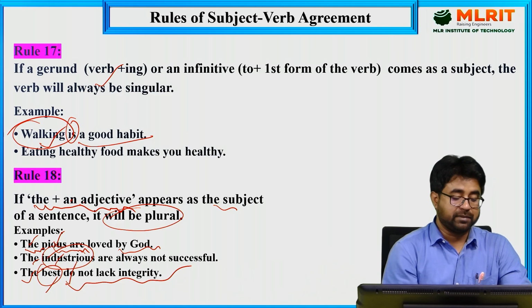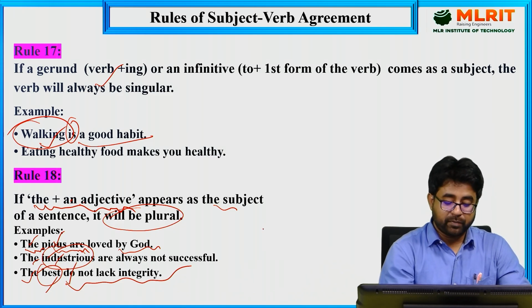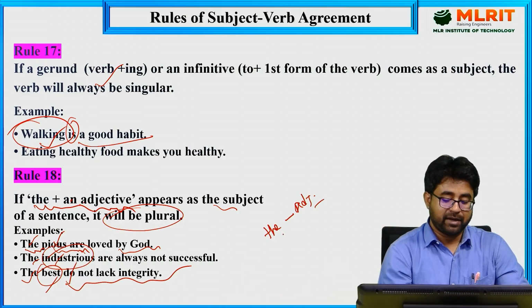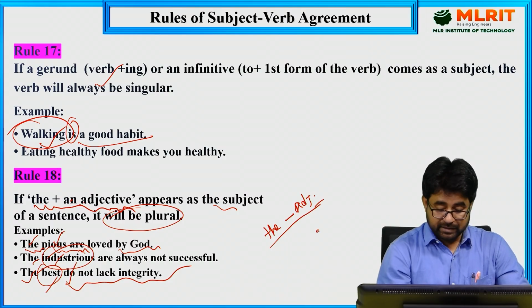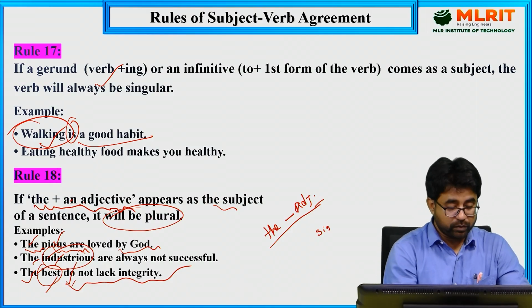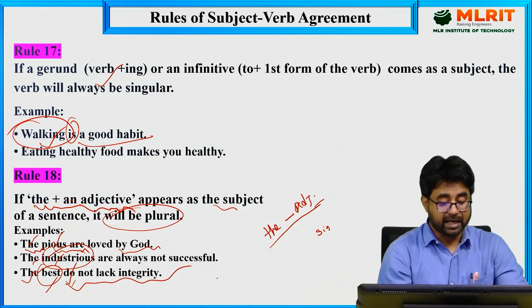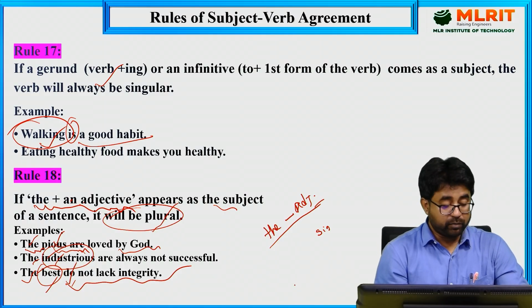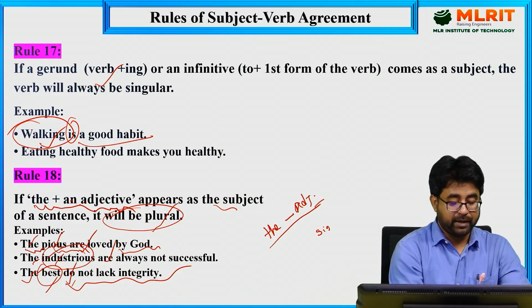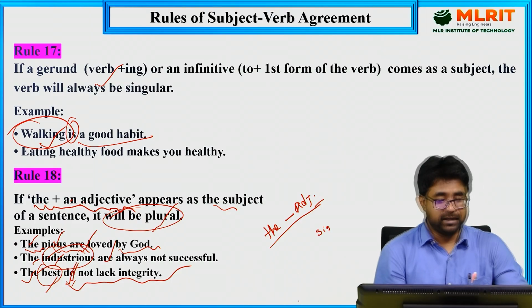So what you have to remember here, when you use the followed by an adjective, what happens? They are always singular. Hence they always take singular verb only. Sorry, they are plural in fact. Hence the verb also would always be plural. That's why are and do. Fine. You see rule number 18.